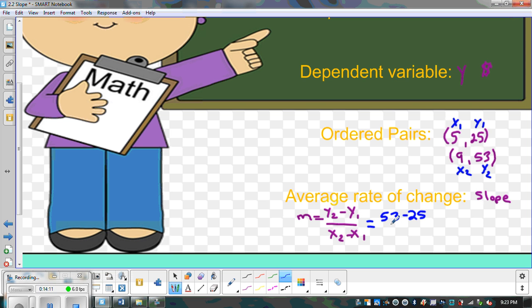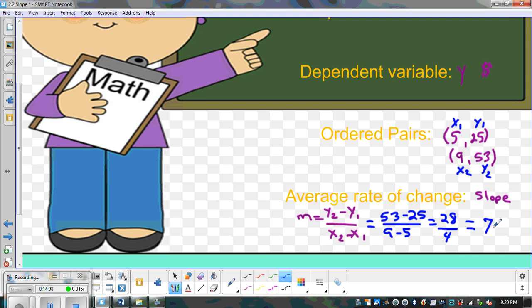That's going to be all over. We're going to subtract the 2 x's. 9 minus 5. So on top, 53 minus 25 is 28. On the bottom, 9 minus 5 is 4. Now that can be simplified to a whole number, so we don't need to leave that one as a fraction. 4 does go into 28 7 times because 4 times 7 is 28. So that has a positive slope of 7.